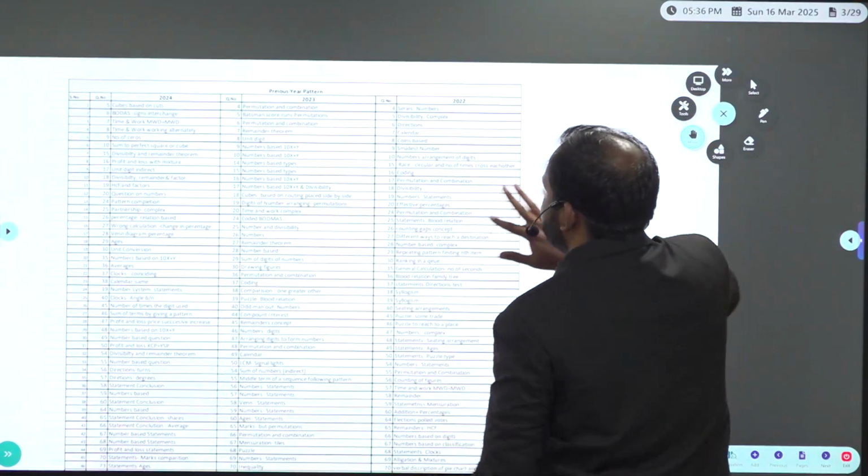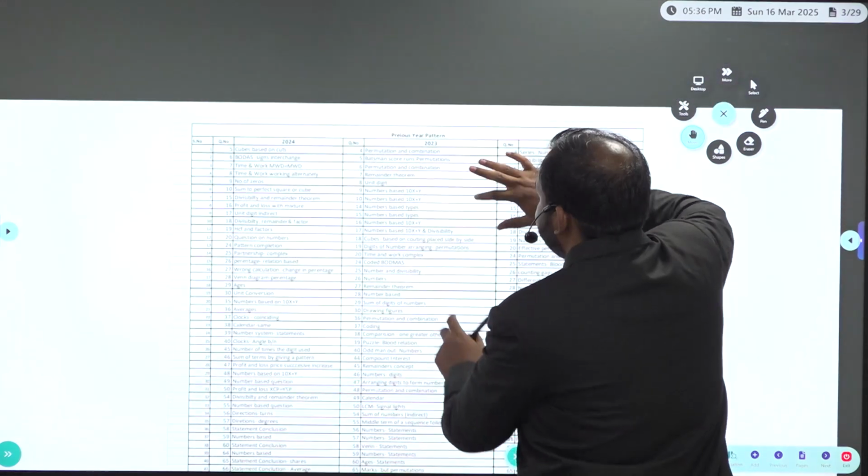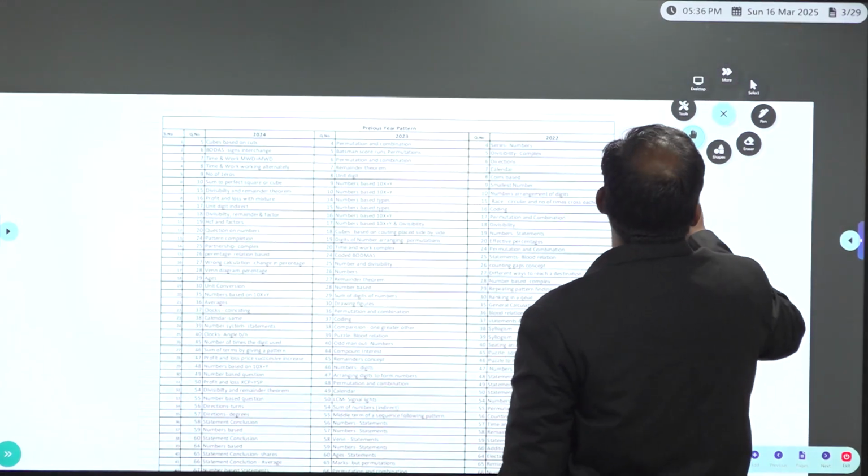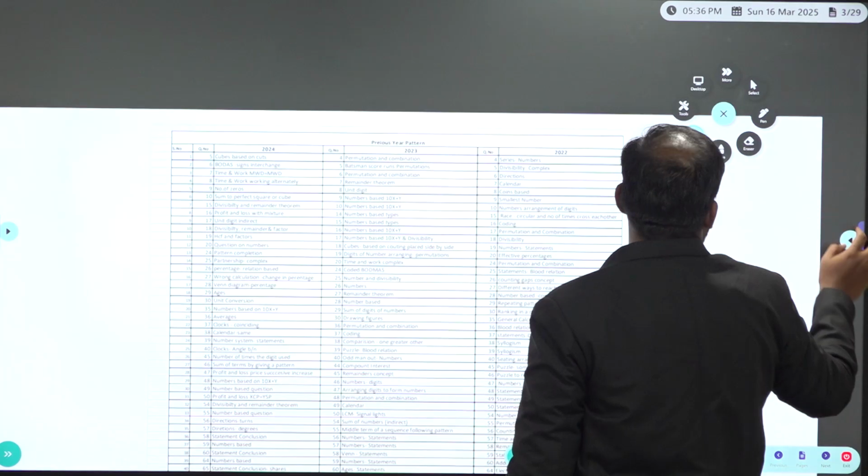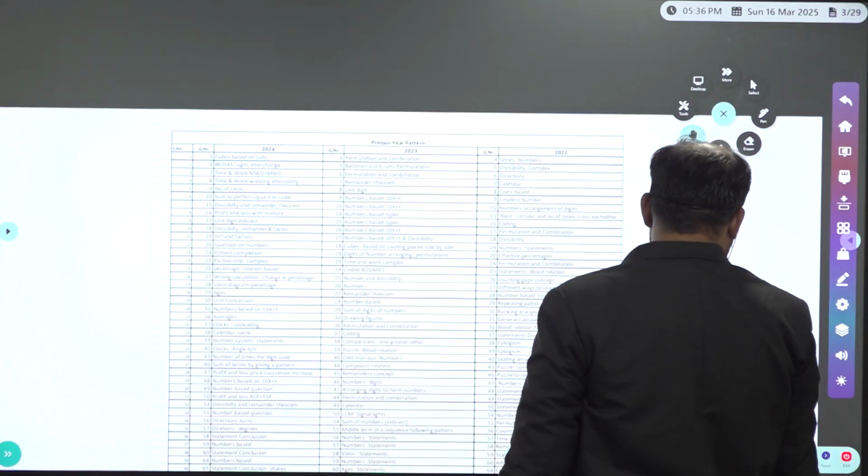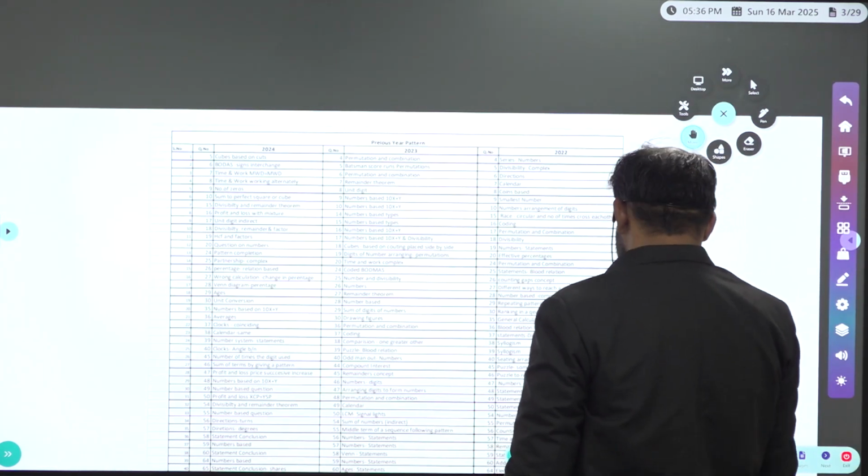If you observe this carefully, okay, give me a second. We will zoom the things. Yeah.